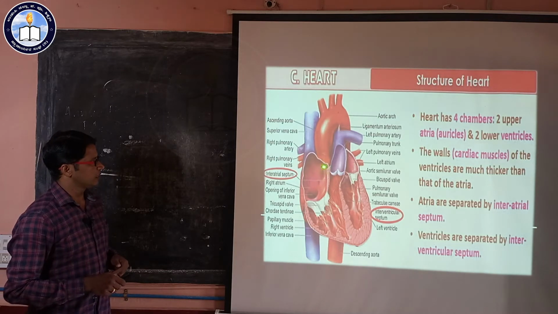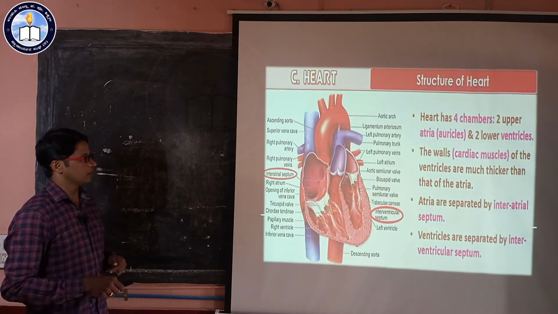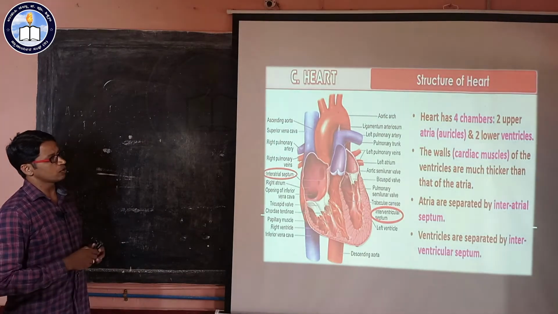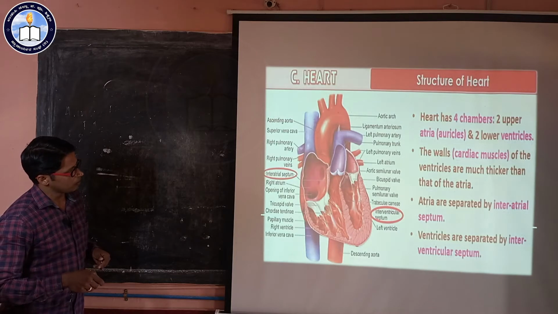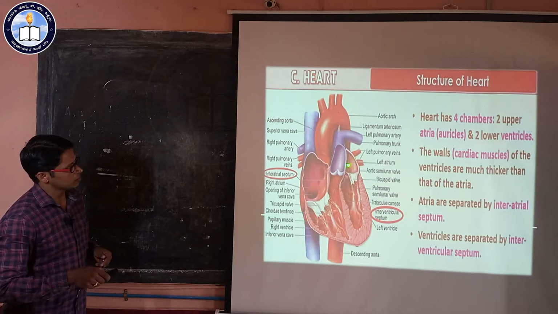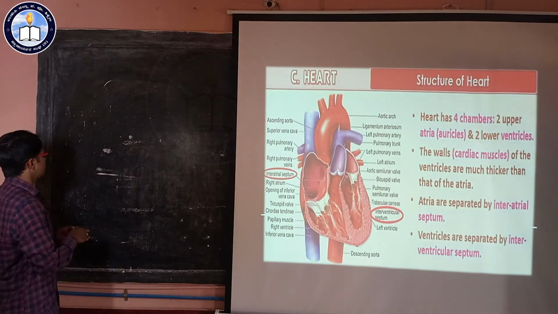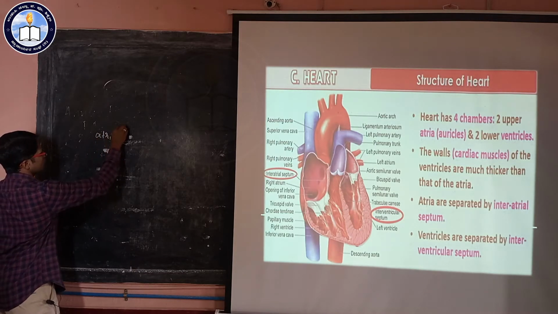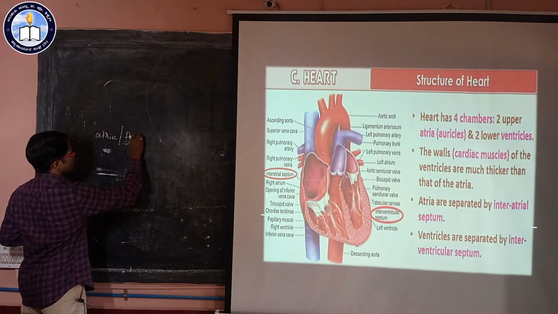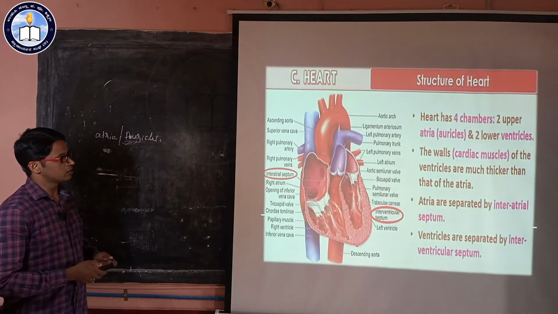We see the 4 chambers. This is one chamber, and this is the next chamber. Here there is another chamber, and another. So our heart is made up of 4 chambers. 2 chambers are in the upper region. The upper two chambers are called auricles or atria.